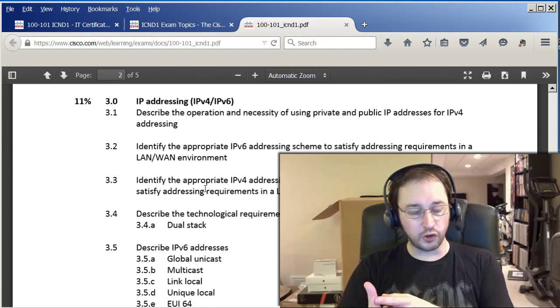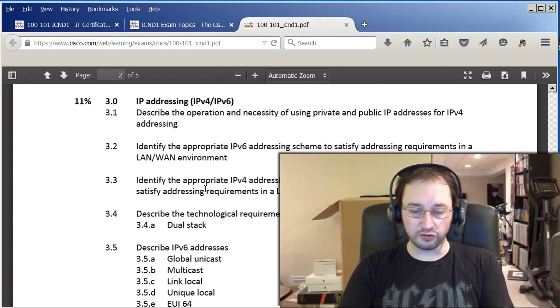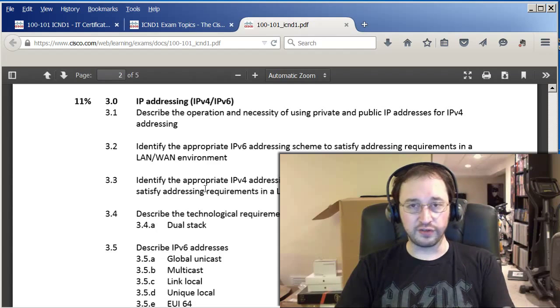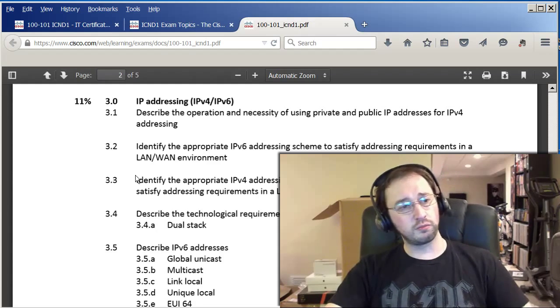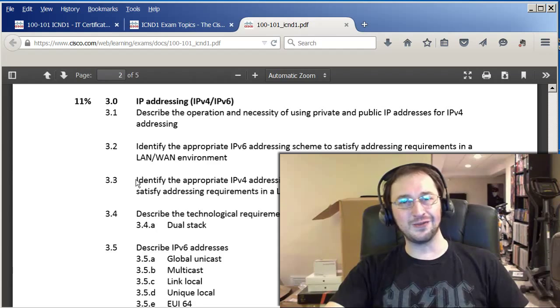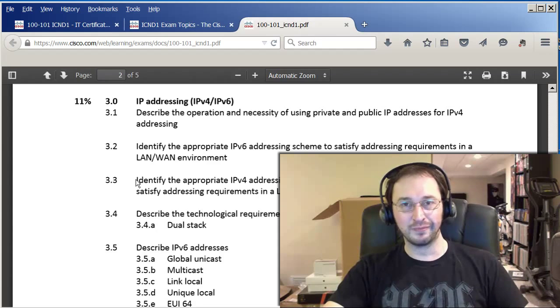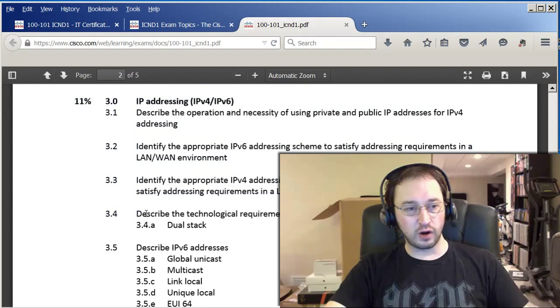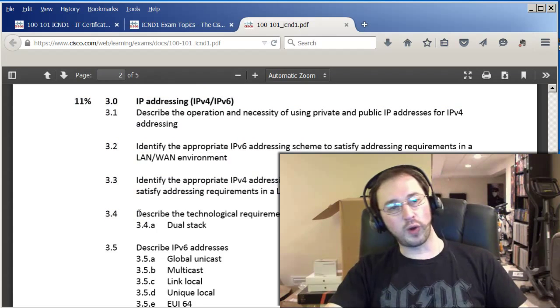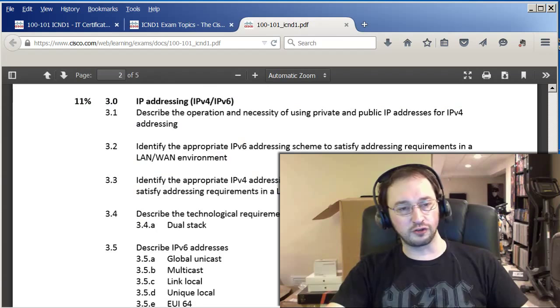In the VLSM part, you could be given a diagram and a topology and be asked to assign different subnets to different segments of the network based on some requirements. So that's a long-winded way to say you better be a master of subnetting or you probably will not pass the exam. Moving on here, 3.4, describe requirements for running IPv6 in conjunction with IPv4, and they say dual stack.